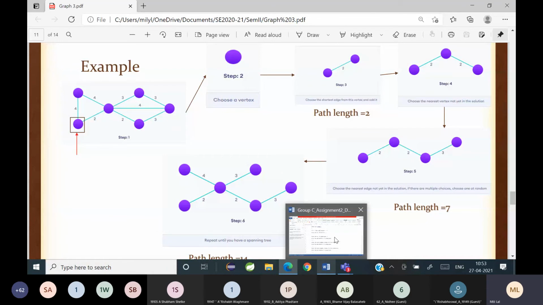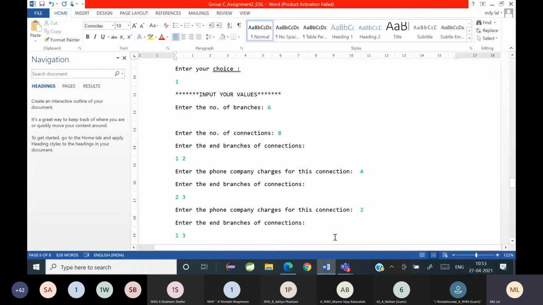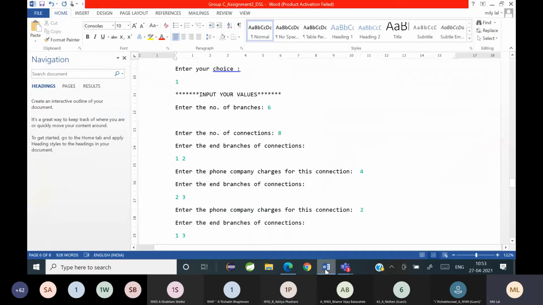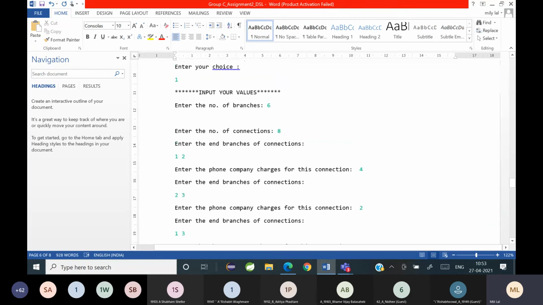Based on that, enter the number of branches 6 and the number of connections 8, and enter the end branches of connection. That means you have to enter where these edges are. For example, you can number the nodes, and if 1 and 2 have a connection, you will write 1, 2 and enter the phone company charges for the connection, the cost of that branch. 1 and 2 cost is 4. Similarly, it will go on asking the same statement until you cover all the 8 connections.